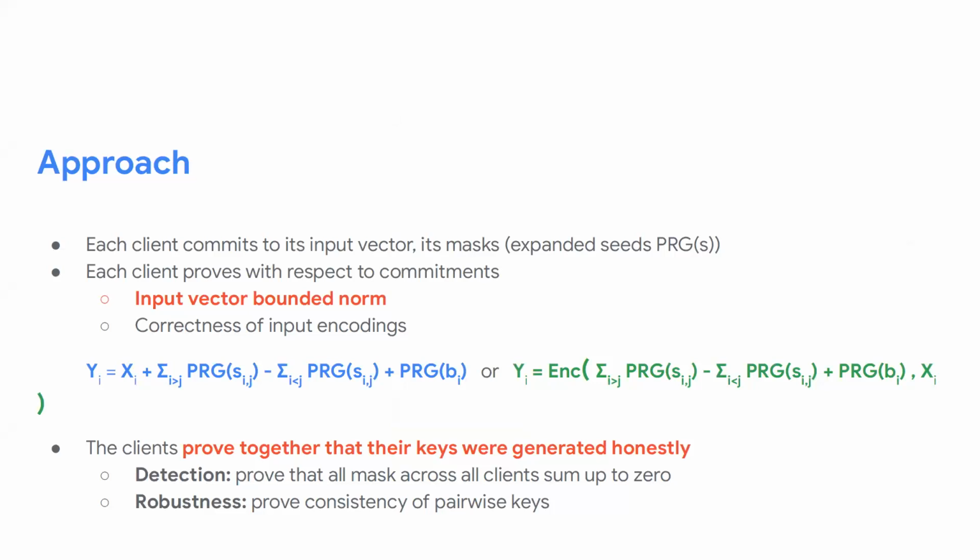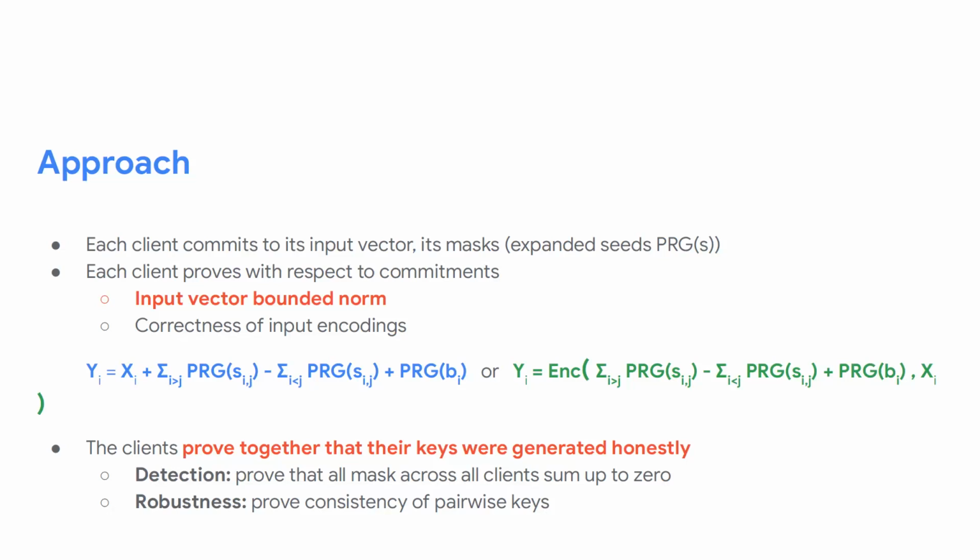Okay, so what is the idea of our approach? This is the template idea that I was mentioning to you, that every client will be committing to their input vectors and then will be committing also to its masks. And note that this construction works with both the PRG secure aggregation and the RLW secure aggregation. But if you are talking about the PRG construction, you need to commit to the already expanded seeds. You cannot do the PRG computation inside of the zero knowledge.